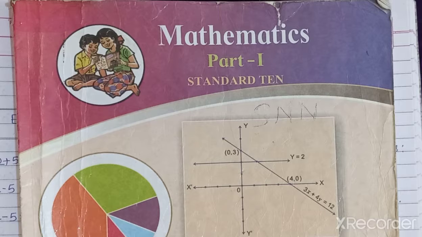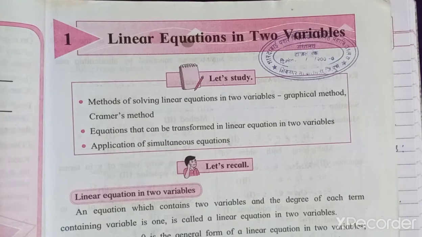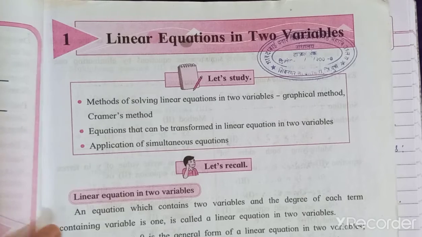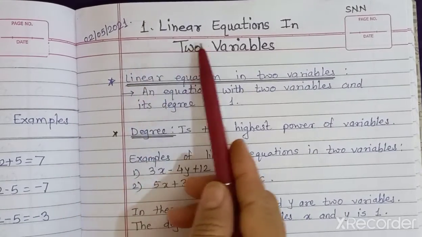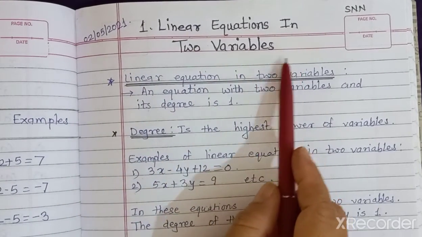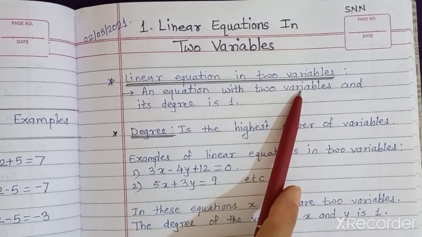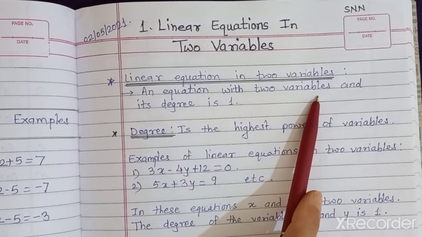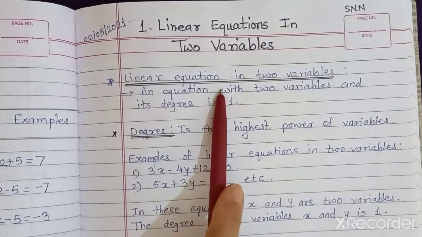Today we are going to study the mathematics part 1. In that, chapter number 1, linear equations in two variables. Now let's start. Chapter number 1, linear equations in two variables. So what is meant by linear equation in two variables? It is an equation with two variables and its degree is 1. Okay. What is linear equation in two variables?